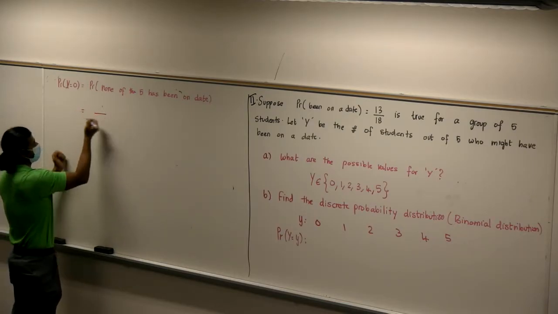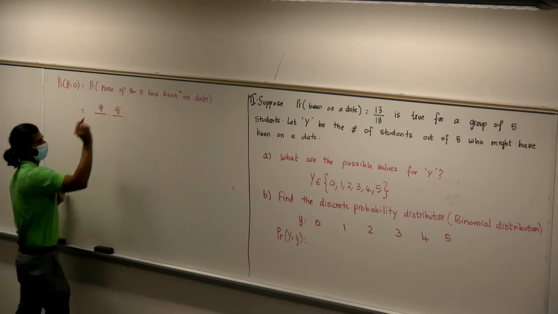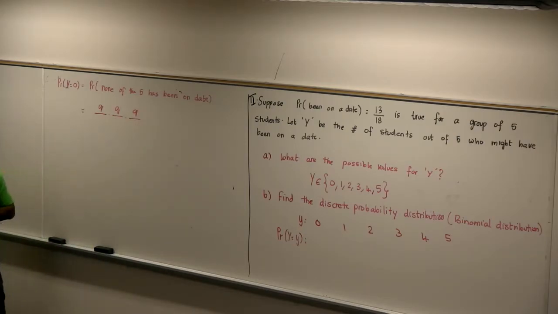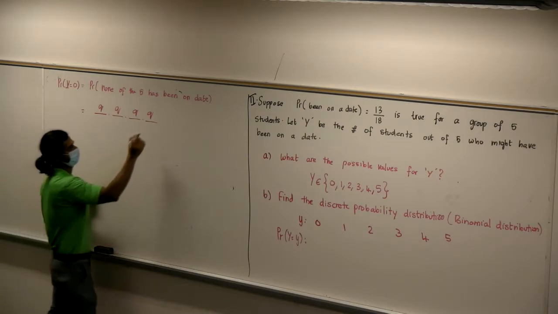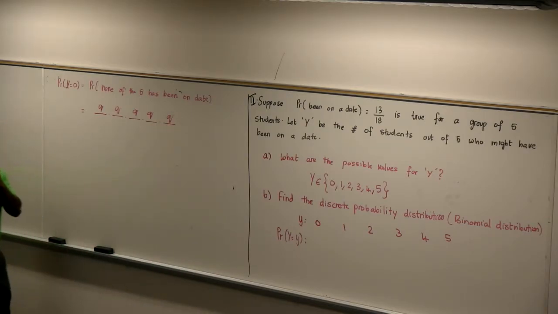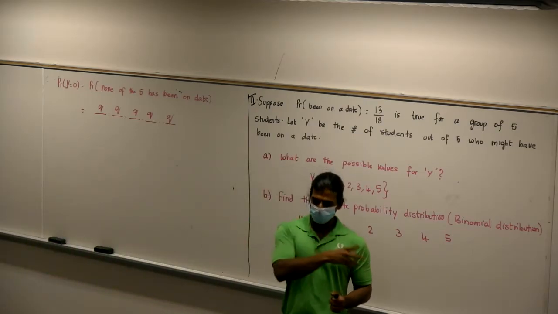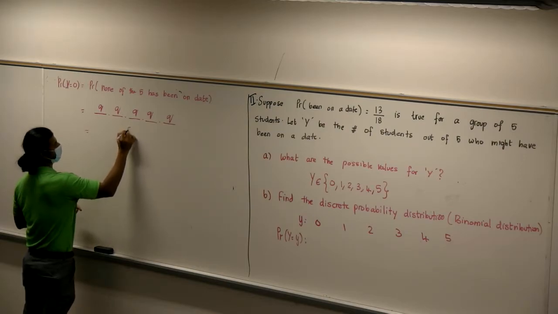So the first one is a failure, with probability Q. The second, again, Q. The third person failed, probability Q. Fourth person failed, with probability Q. Fifth person failed with probability Q, right? In other words, I'm saying that the first one failed, and the second one failed, and the third one failed, and the fourth, and the fifth. That would mean all 5 failed. So that would equal Q raised to the 5.